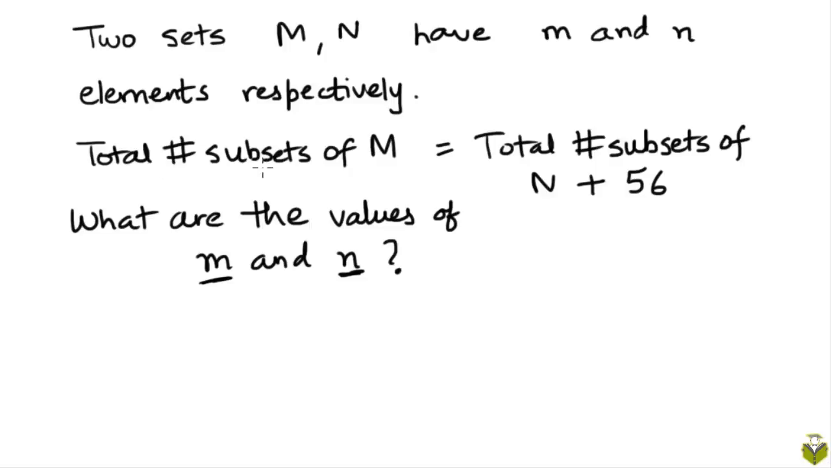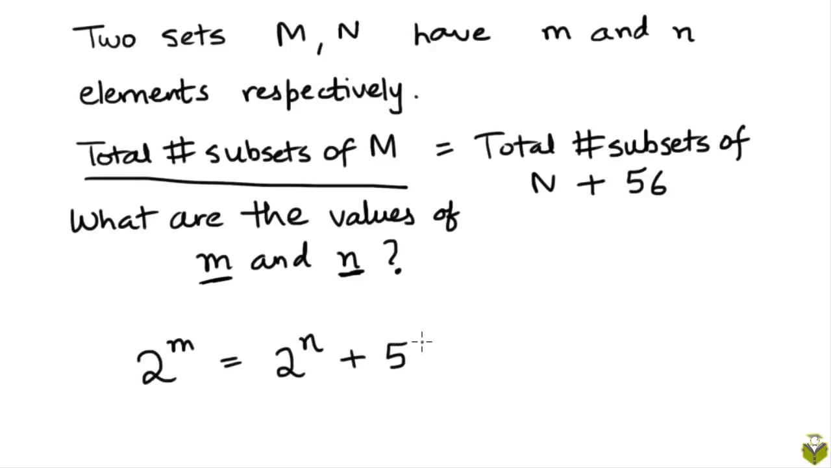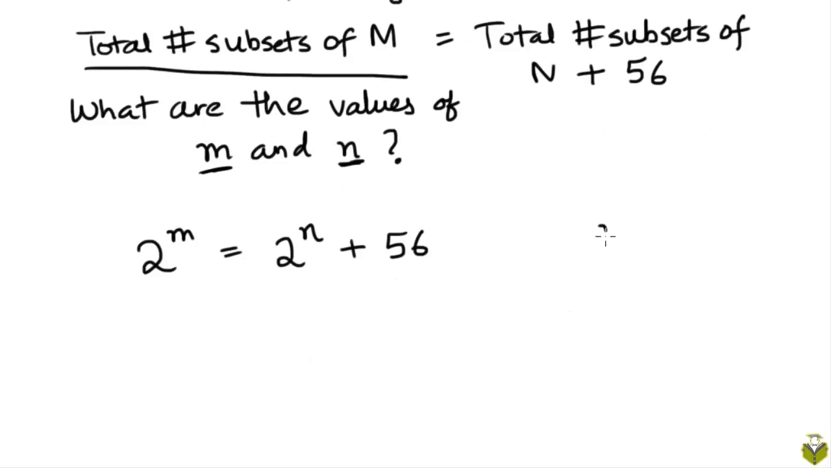Now we know that the total number of subsets of any set is 2 to the power the number of elements in that set. So the total number of subsets of the set M is 2 to the power m, and we are given 2 to the power m is equal to the total number of subsets of the set N, which is 2 to the power n plus 56. So clearly m is larger than n, so we can bring 2 to the power n on the other side and say 2 to the power m minus 2 to the power n is 56.